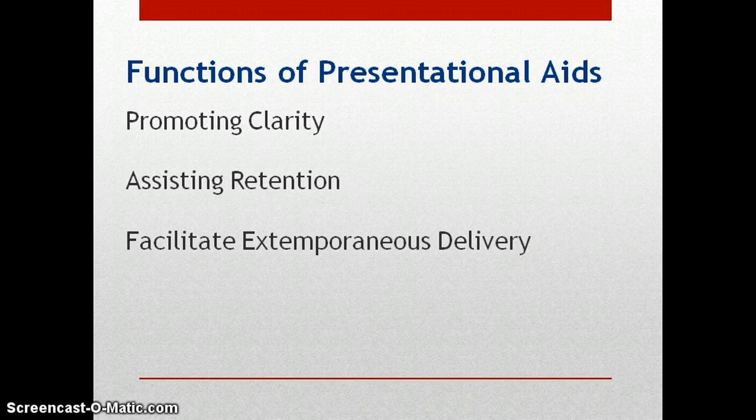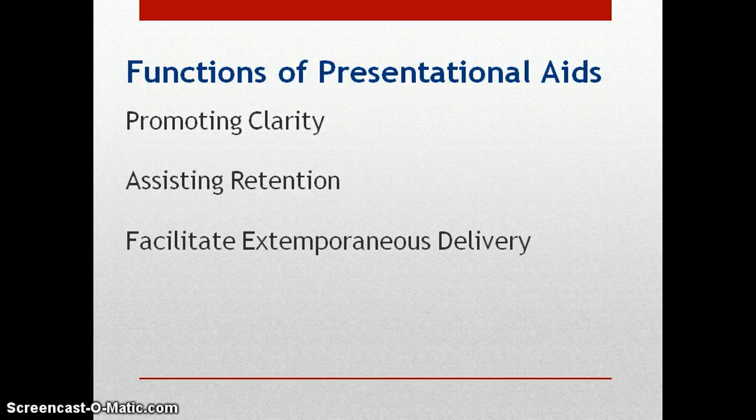Next, presentational aids can facilitate extemporaneous delivery. The number one problem I see with speeches is students attached to their note cards. Their eyes are down. They are reading from a script or from very long bullet points. Their gestures are also very limited because they are so attached to their script, to what they're holding.